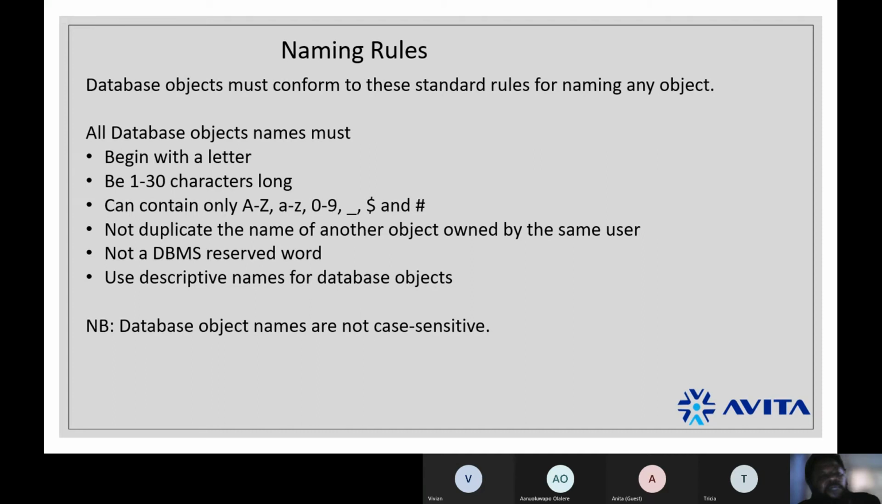It says database object names must not be duplicated, that is, not duplicate the name of another object owned by the same user, which means that you cannot have a repeated name. Say, take for example, you have a table called employees. You cannot create another object called employees.